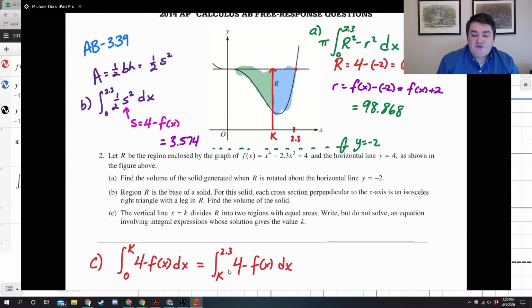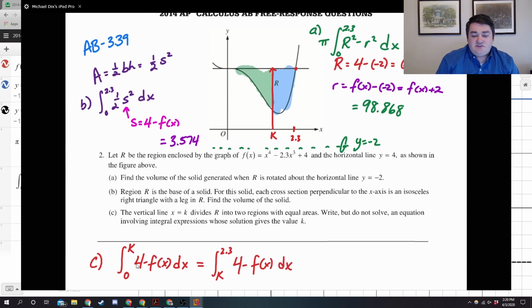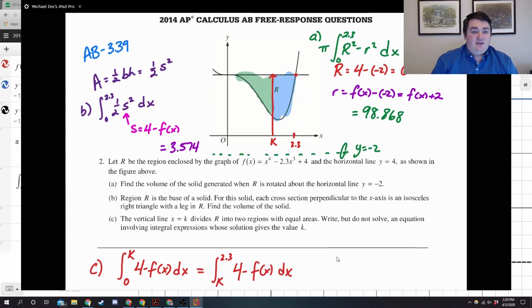And that's really all that needs to be said. These two areas are only equal to each other if k is cutting that region perfectly in half. And so that's all we need to write to receive full credit on that one. All right, so that's number 2. Again, the AB average on this was 3.39.